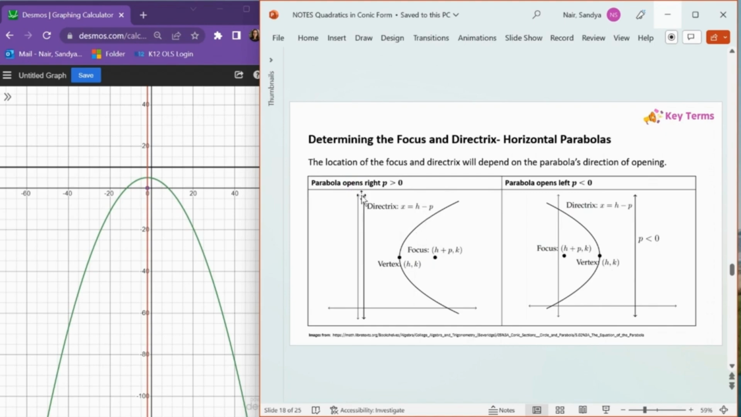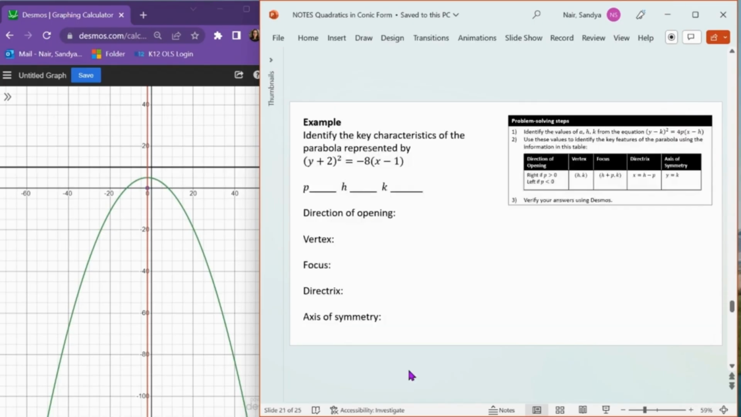Because the directrix will now be a vertical line. And then we're going to do h minus p, and that's going to put the directrix right outside the parabola. So let's start off with this example. So once again, this is going to be y minus k squared equals 4p times x minus h. So that 4p is going to be equal to that -8 that we see.